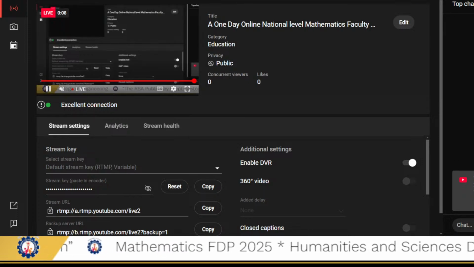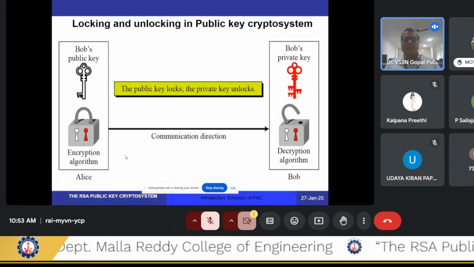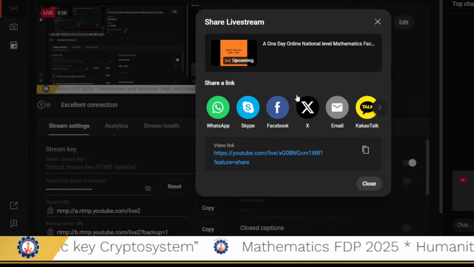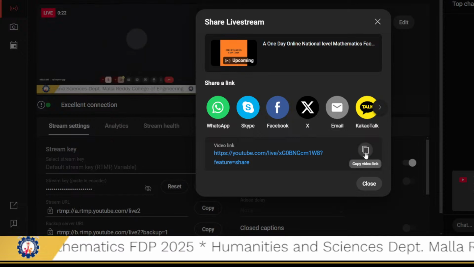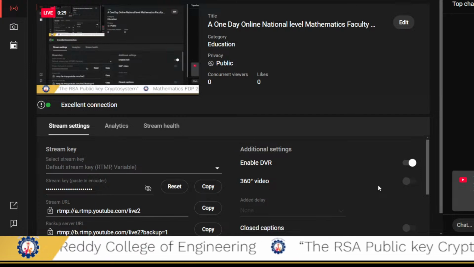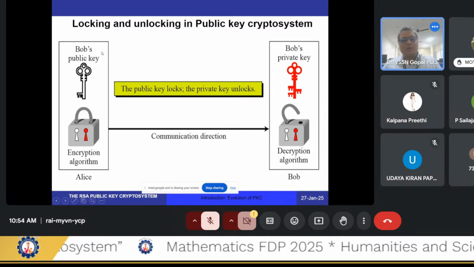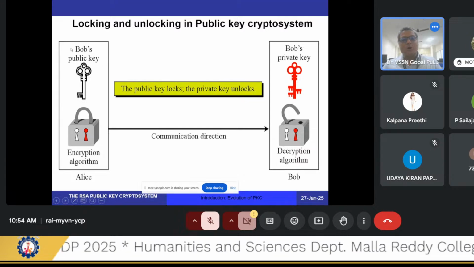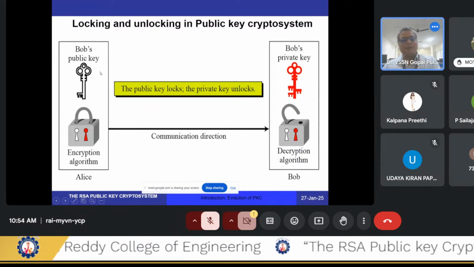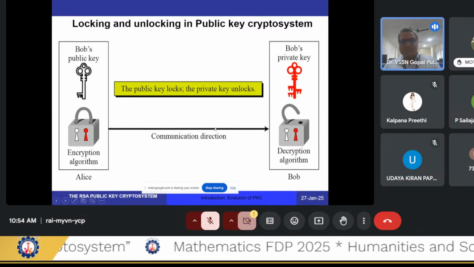So this is a particular figure where you can notice how this locking and unlocking will take place in this so-called public key crypto system. The two parties, as we mentioned just before, are Alice and Bob. What does Alice do? She will be encrypting the message using what you can notice here, so-called Bob's public key. The message which Alice wants to send to Bob is encrypted by her using Bob's public key. This is transmitted through a communication channel.